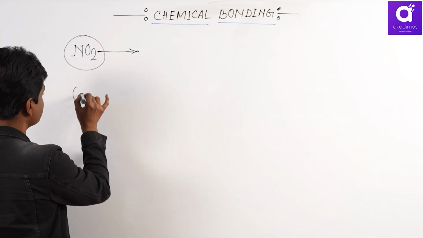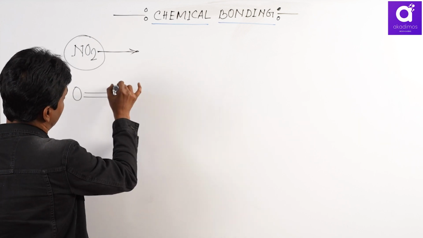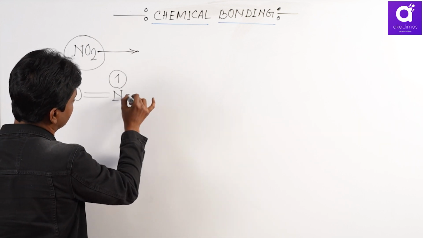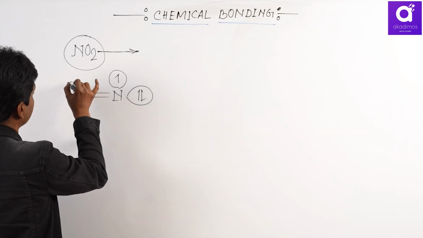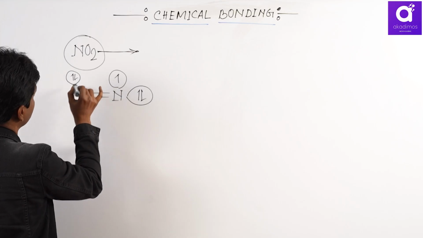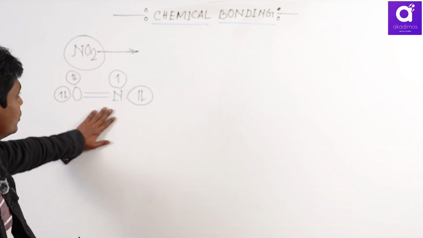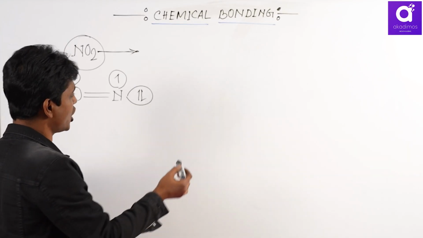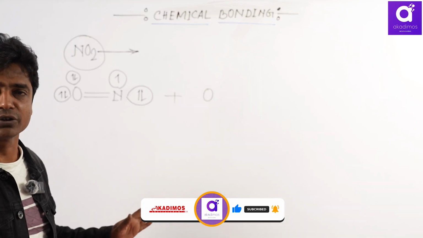You know the structure of NO that I have discussed already. There is an odd electron on nitrogen and a lone pair of electrons on nitrogen, and on oxygen you get two lone pairs of electrons. This is the structure of the NO molecule that you know. If I add oxygen to NO, you will get the NO2 molecule.